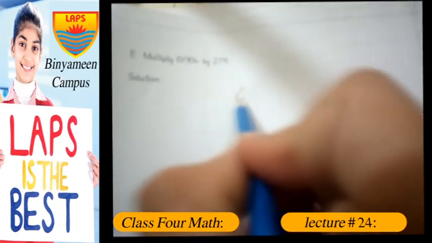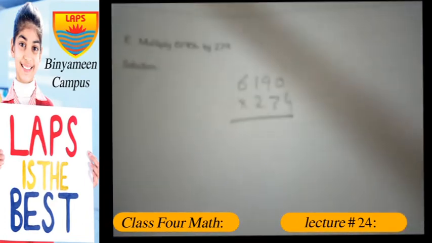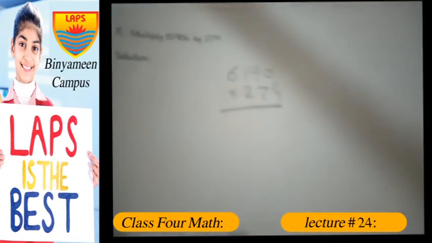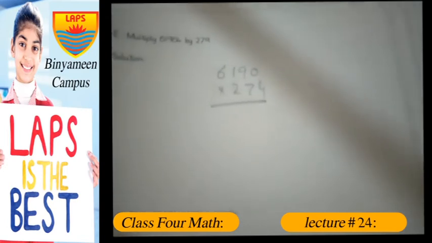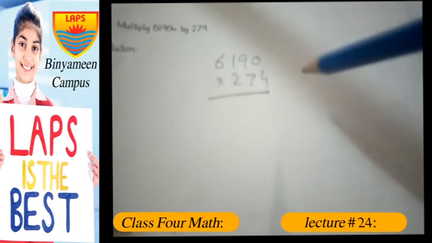So for the next question, you have to write it vertically just like that. 6190 multiplies to 79. Now you have to multiply them and solve them on your own. You can get help from your tutors or your parents too. If you still have any problems or if you want to compare answers, you can watch the next video lecture.